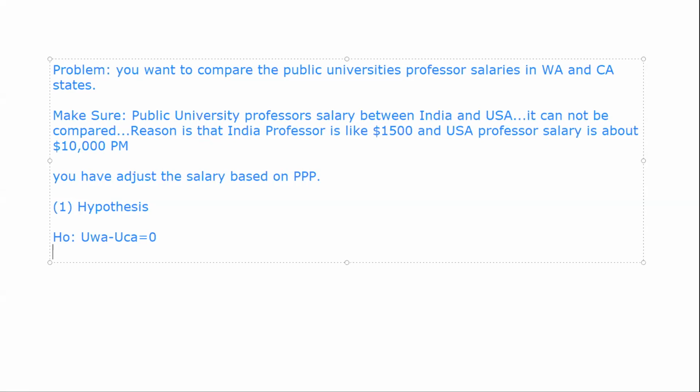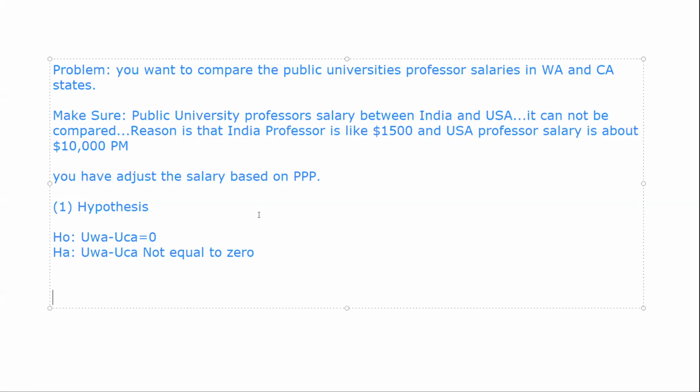And then the second, alternative hypothesis, you can write HA or you can write H1 symbol, either way both are correct: mu Washington minus mu California not equal to 0. So these are the two hypotheses that you have framed.